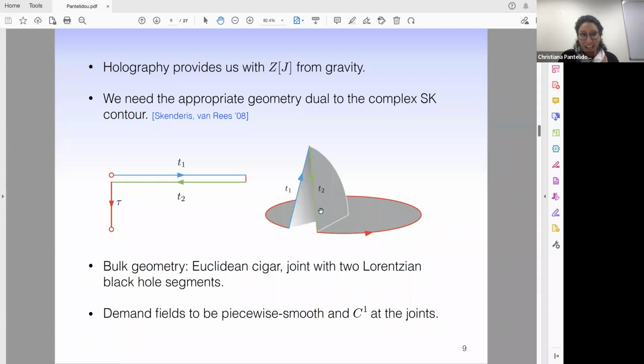Okay, so this is essentially a summary of the Skenderis-van Rees approach for real-time holography, and this is essentially what we'll be using in what is to come in the talk today. And essentially, as I said already, we want to compute the retarded 3-point function of the scalar operator. In order to do that, we'll essentially be considering a scalar field living on this geometry. Okay, so that will be our starting point.